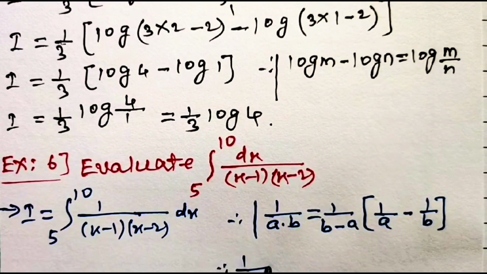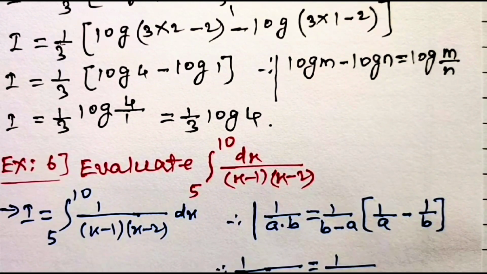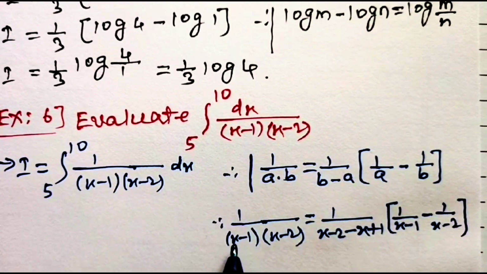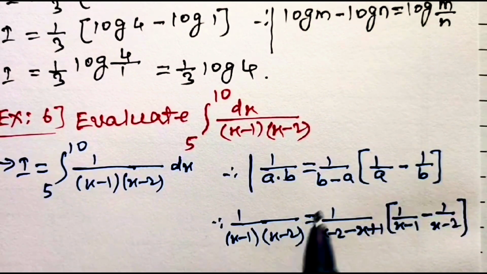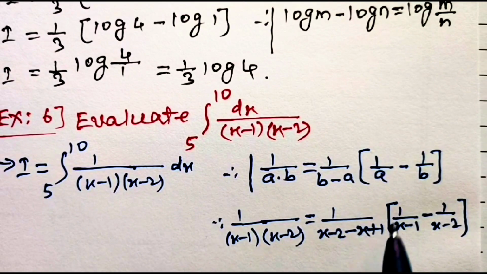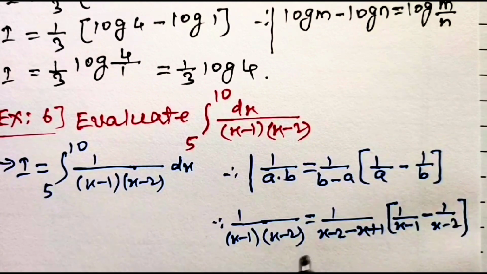1 upon x minus 1 into x minus 2. This is equal to 1 upon x minus 2 minus first linear factor, that is minus x plus 1, into bracket 1 upon first linear factor minus 1 upon second linear factor. We are considering a is equal to x minus 1, b is equal to x minus 2. This is equal to 1 upon b minus a, meaning x minus 2 minus x minus 1, into bracket 1 upon first linear factor, which is x minus 1, minus 1 upon second linear factor, which is x minus 2.